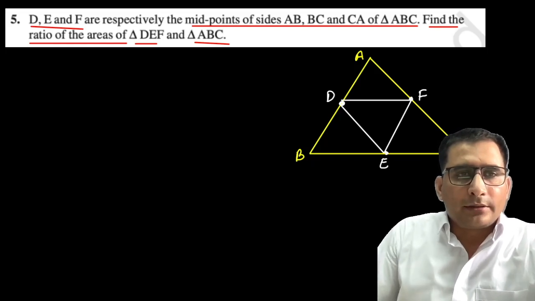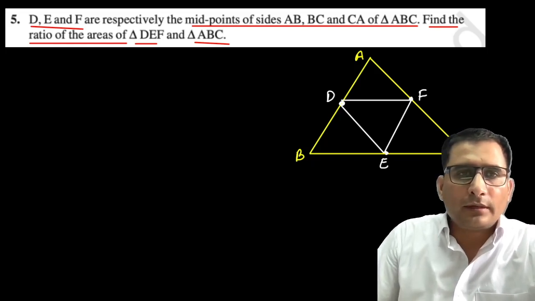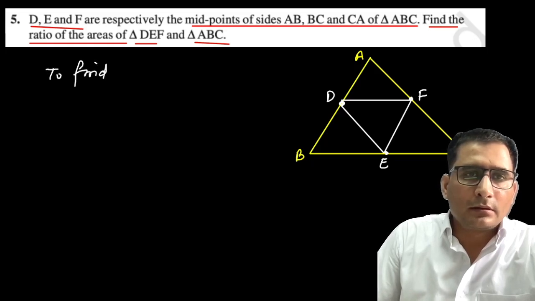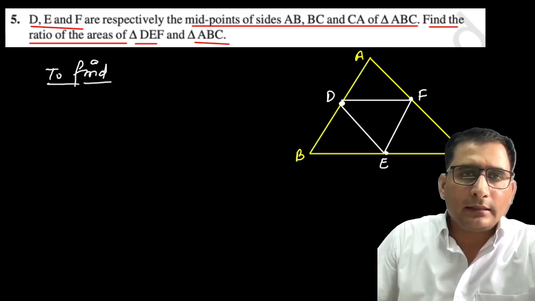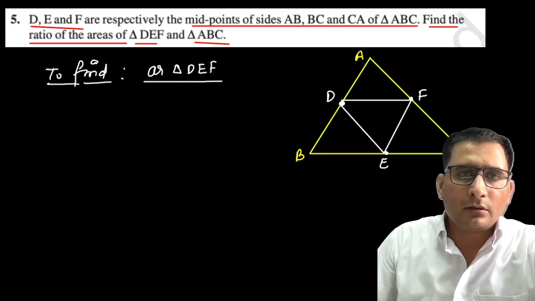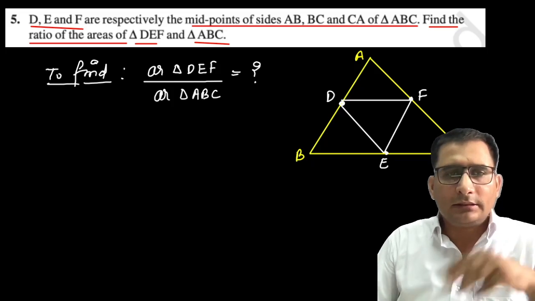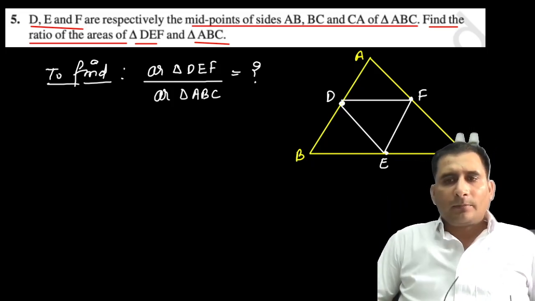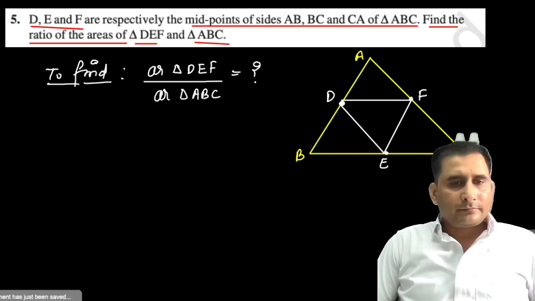and what we need to find. So to find, अब हमें फाइंड करना है एरिया ऑफ ट्रायंगल DEF अपॉन एरिया ऑफ ट्रायंगल ABC. So this is we need to find in this question. So think it and tell me what the approach we have to apply here. क्या करें?